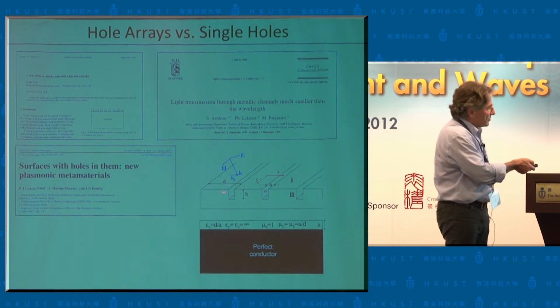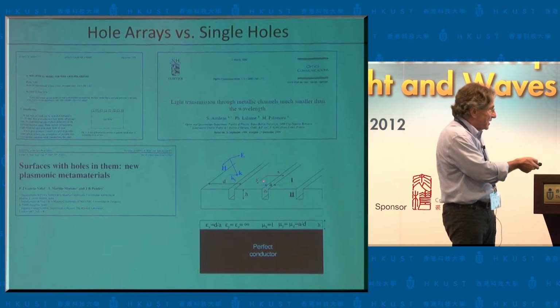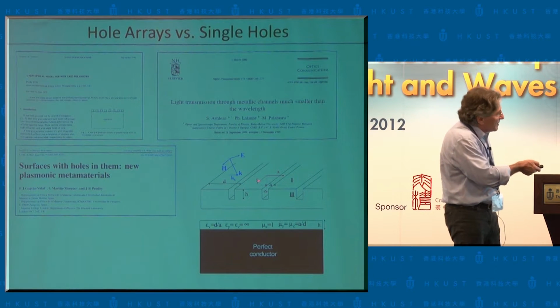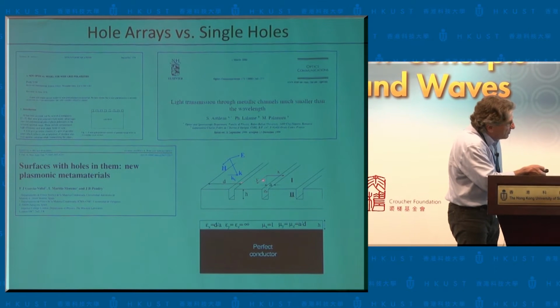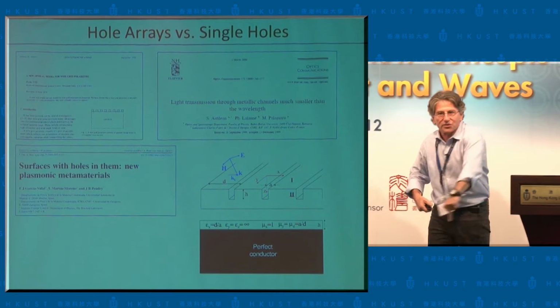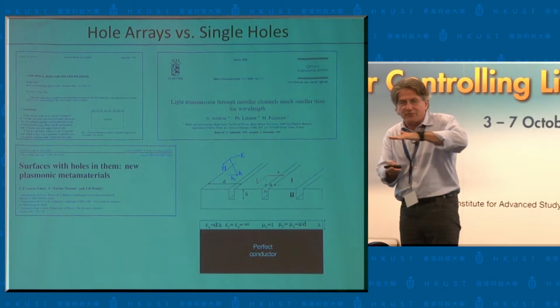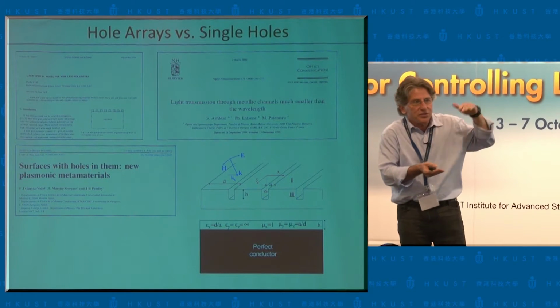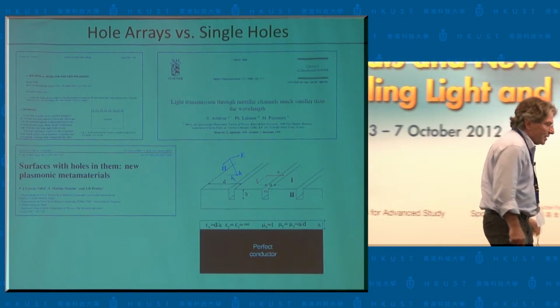If you have a perfect metal, this structure is, of course, anisotropic. And you can view this as a waveguide. So if the electric field is polarized like this, it can just go through. And if in addition you have a Fabry-Perot resonance, then you get extraordinary transmission.